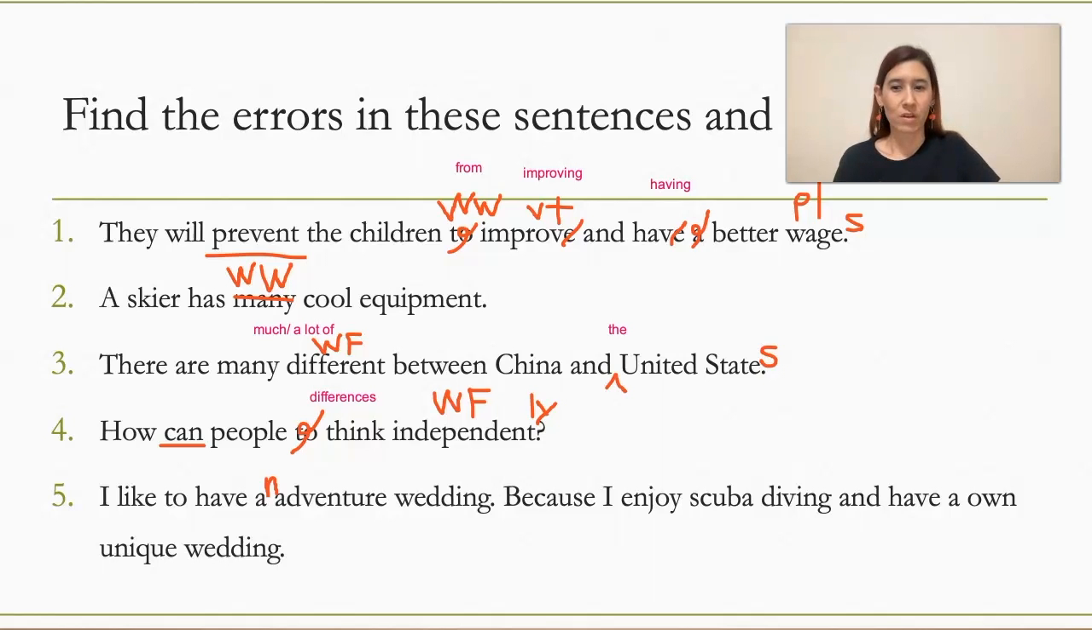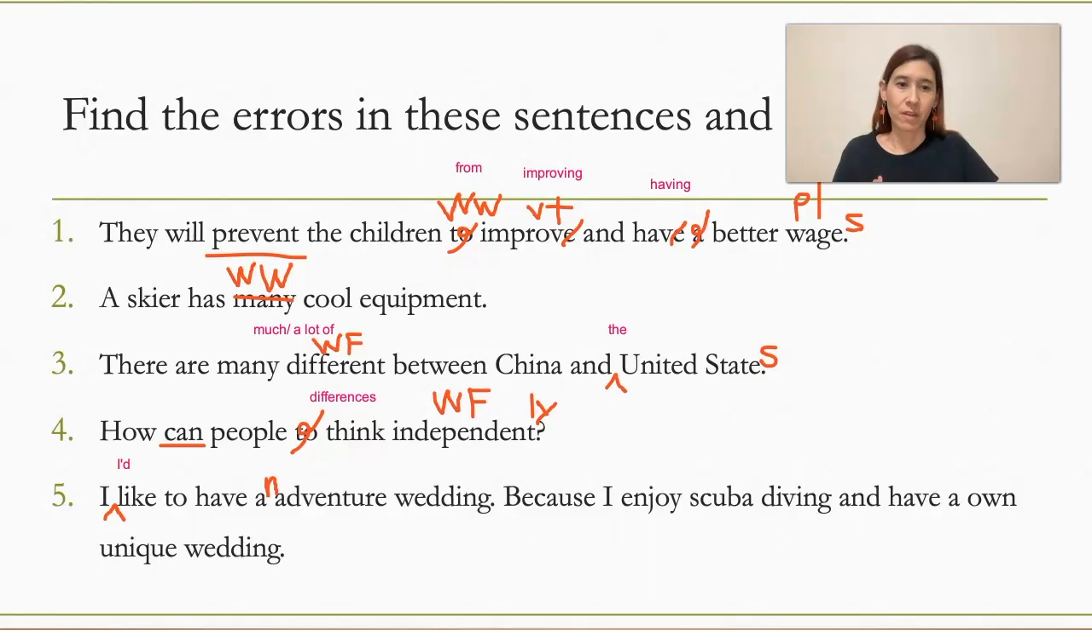Do you see anything wrong here at the beginning? We don't say I like. We say I would like. I would like. I want. Or if you want to use the contraction, you can combine I would, put them together, and you can say I'd. So you can do I would, or if you want the contraction, you could say I'd. I'd like to have an adventure wedding because I enjoy scuba diving and have a own unique wedding.